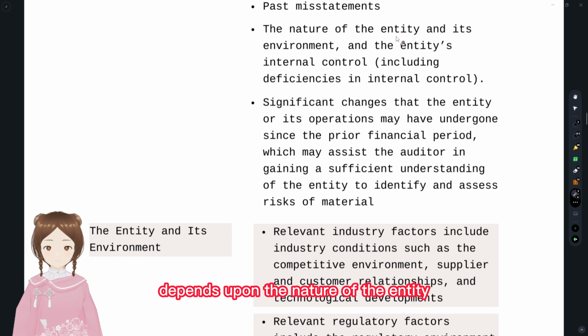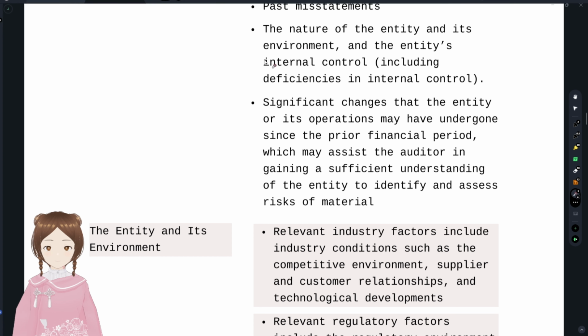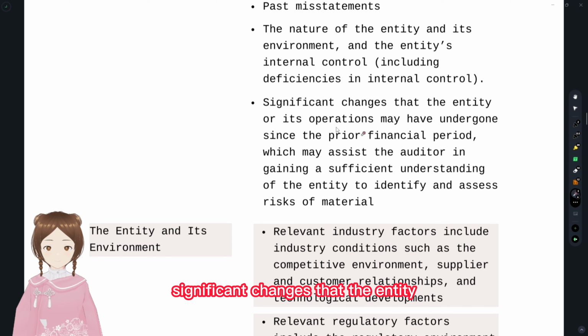It depends upon the nature of the entity, whether it's a hospital or the hospitality industry, a steel business or an oil exploration business, and its environment, all the laws and regulations that the entity has to follow, the internal controls and the deficiencies of the internal controls that were identified in the previous year, and the significant changes that the entity or its operations may have undergone.